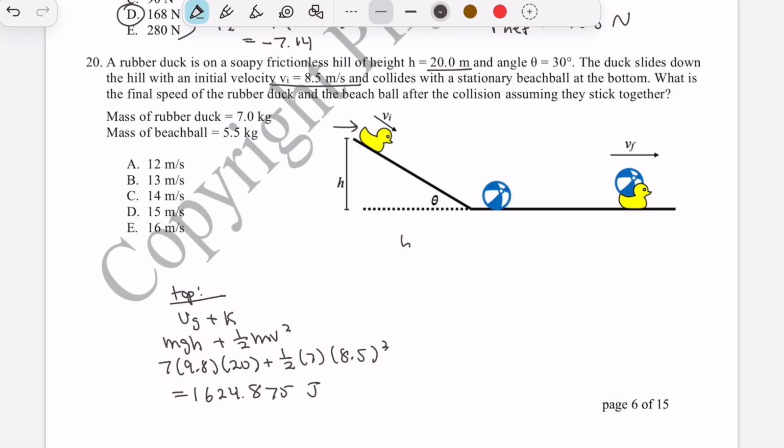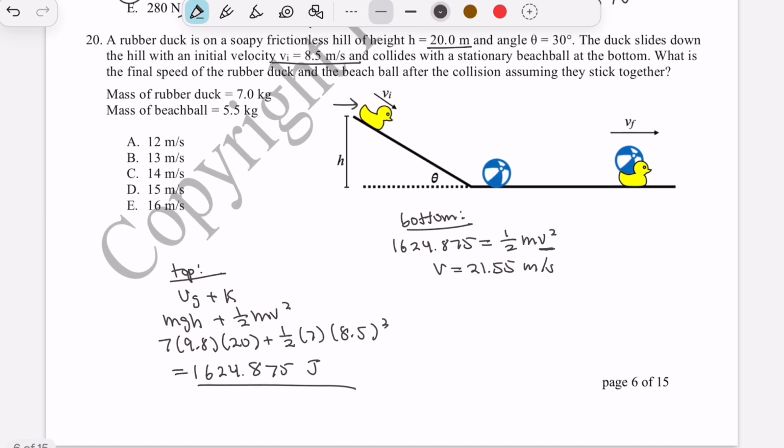Now at the bottom, because energy is conserved, I only have kinetic energy, and this is equal to the same amount of energy that I had at the top. So this equals half mv squared. And now I need to solve for v to get the speed at the bottom of the ramp. So v is 21.55 meters per second.